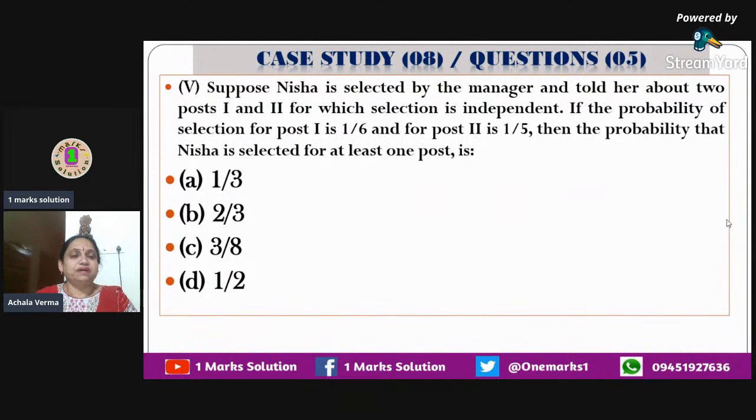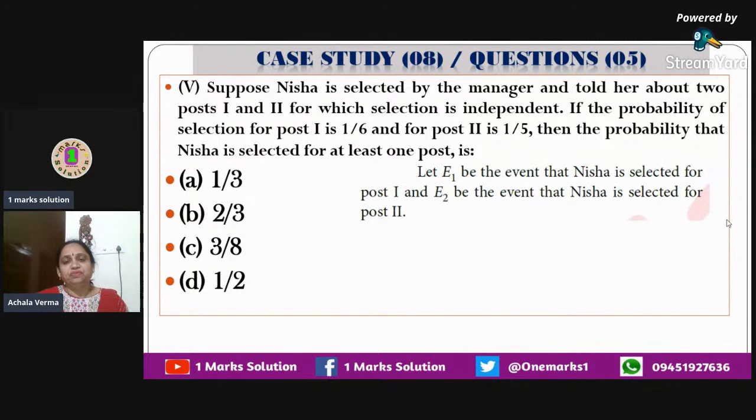Okay, the last part. Now you see there is a small twist in this question. Suppose Nisha is selected by the manager and told about 2 posts, 1 and 2, for which selection is independent. Again, these 2 are independent. If the probability of selection for post 1 is 1/6 and for post 2 it is 1/5, then find the probability that Nisha is selected for at least 1 post. Whenever the words at least one come, it's actually a union. So it's very easy now, but name these two events.